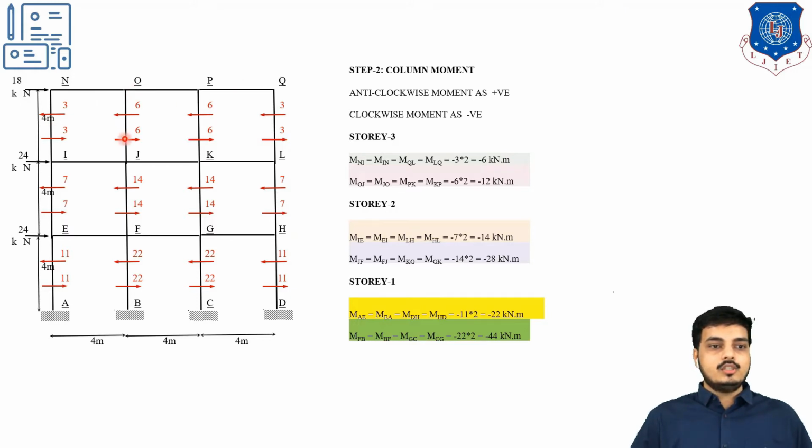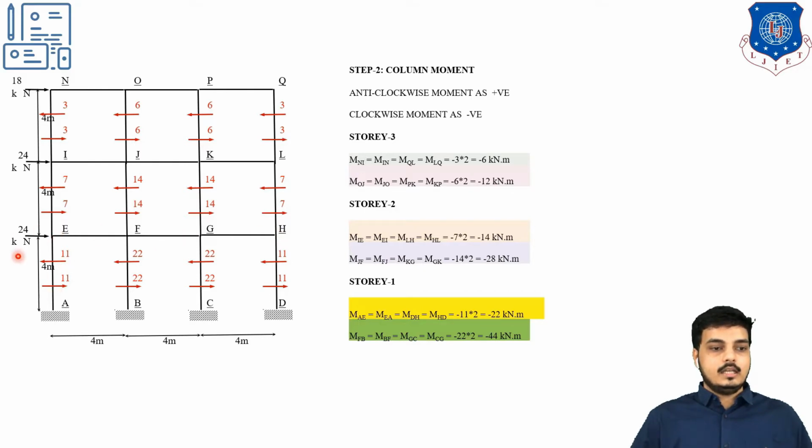Now MOJ equals MJO equals MPK equals MKB. So these 4 moments will be similar. The forces are similar. So 6 into 2 is nothing but 12. Similarly for storey 2, if I am standing over here, 7 multiplied by 2 is 14. So first one is 14. 14 multiplied by 2 is 28. So second is 28. So we have found out till here.